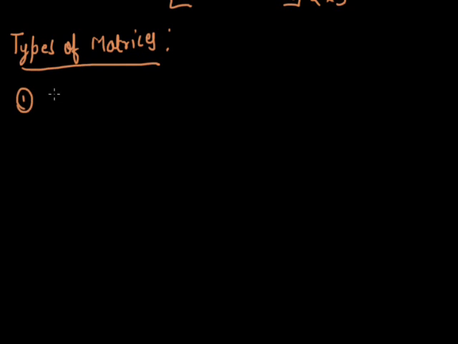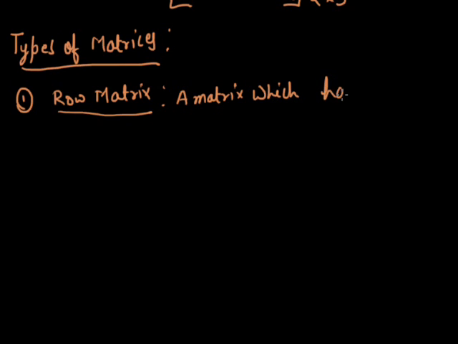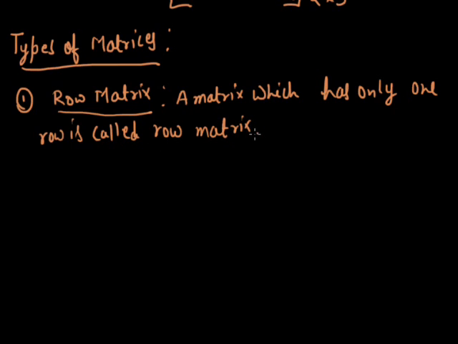Now first, this is row matrix. What will be the row matrix? A matrix which has only one row is called row matrix. ऐसी मैट्रिक्स जिसमें सिर्फ एक रो होती है उसको हम बोलते हैं रो मैट्रिक्स. एक रो, कॉलम कितनी भी हो कोई फर्क नहीं पड़ता. There will be only one row, so this will be called row matrix.